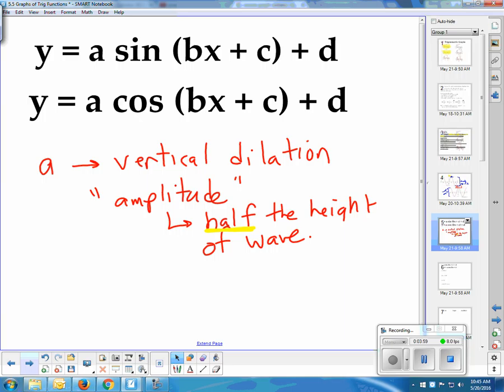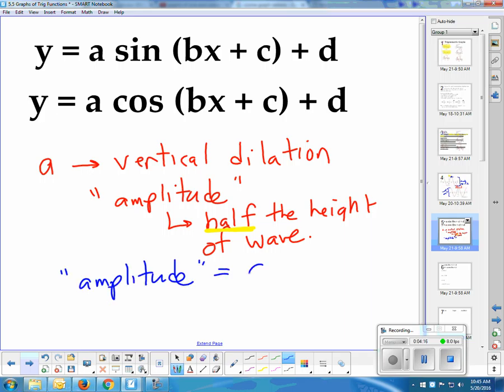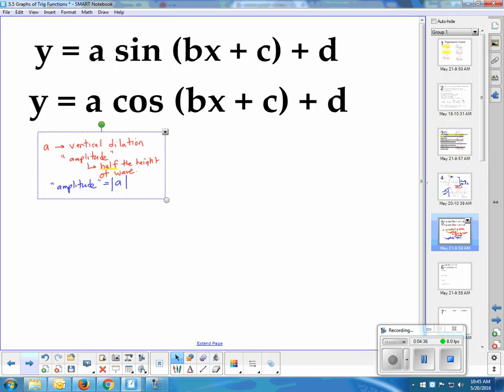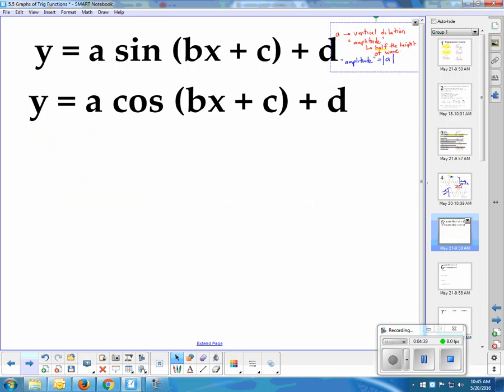So the value of A in both cases we'll call a vertical dilation, and the impact upon the graph is the amplitude of the graph, which would be half of the height. And the amplitude is directly equal to A. So we might want to write that down too. The amplitude is equal to, well, really the absolute value of A. If A happened to be negative, we would have a vertical dilation as well as a reflection. So when we're talking about the amplitude and the dilation, we take the absolute value. All right, I'll just slide it out of the way. Save it for later in case we need it.